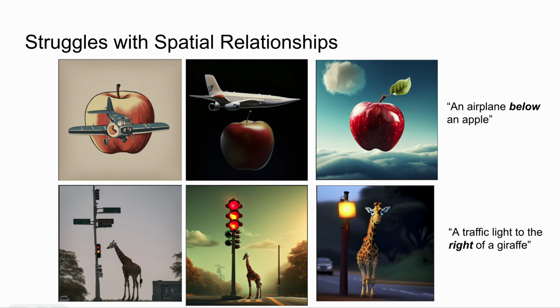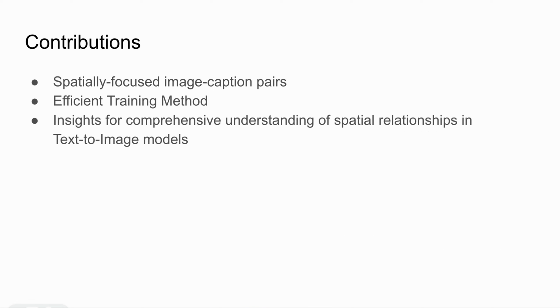One of the major struggles of text-to-image models is their inability to generate images that faithfully respect the spatial relationships mentioned in the input prompt. As shown here, the models either fail to generate both the objects mentioned in the input prompt or are not able to generate images where the spatial relationship is respected. In this work, we aim to solve this problem. Specifically, we develop datasets, methods, and present insights that enable a deeper understanding of spatial relationships in text-to-image models.